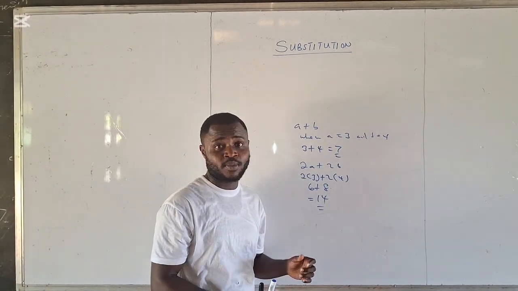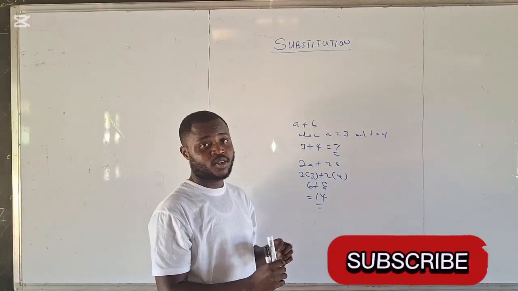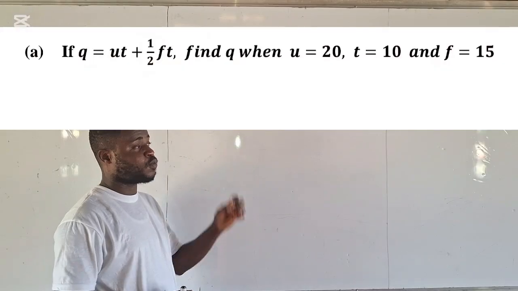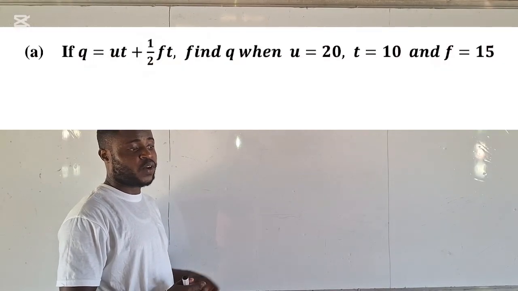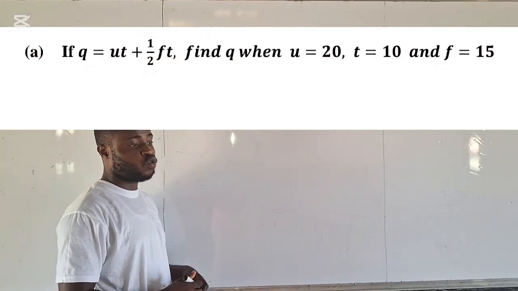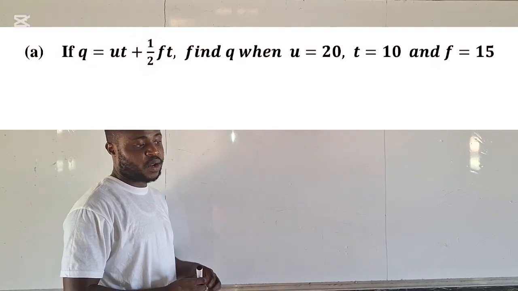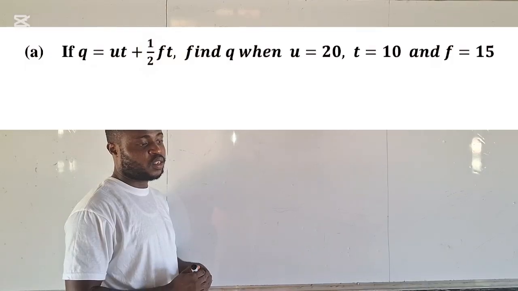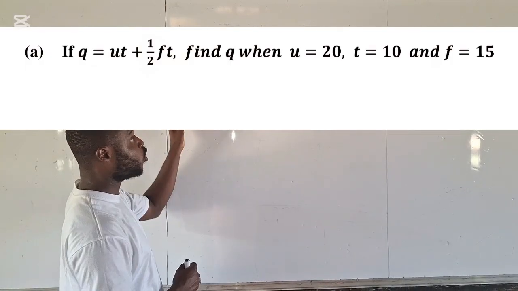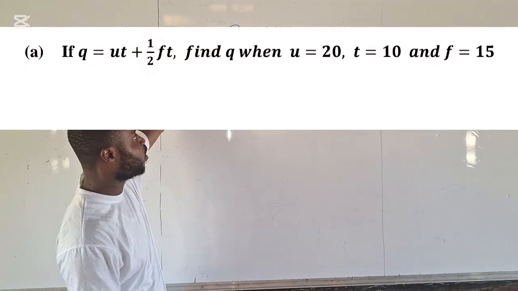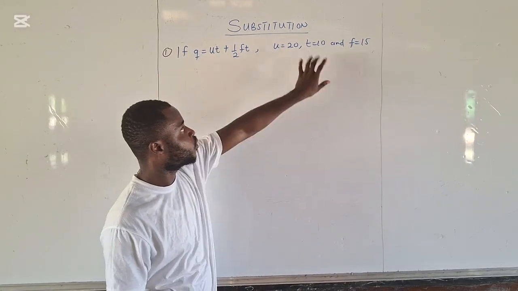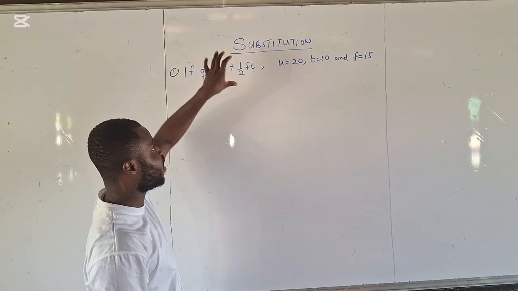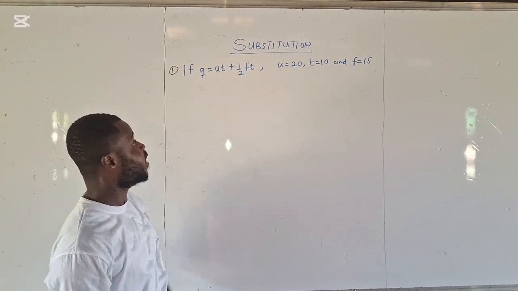So without wasting time, let's take a simple question on substitution. As the question has been posted on the screen, we are to find Q. If Q is equal to UT plus 1 on 2 FT, we should find Q when U is 20, T is 10, and F is 15. Substitution. They've given us this expression, and they have given us the values of U, T, and F. So we have to replace these letters inside the expression.